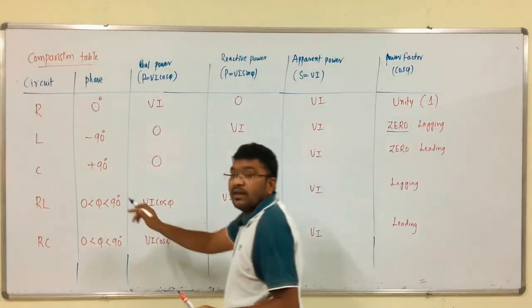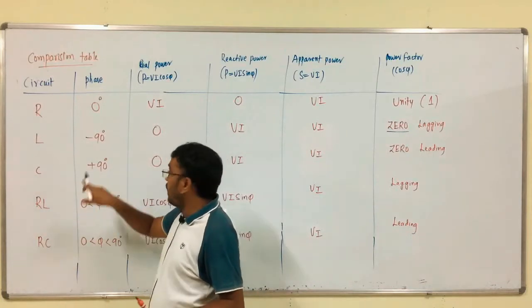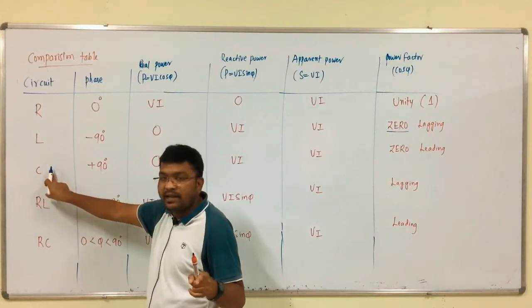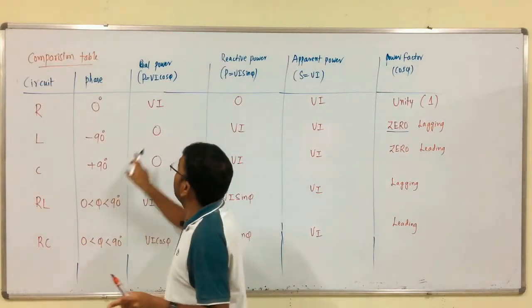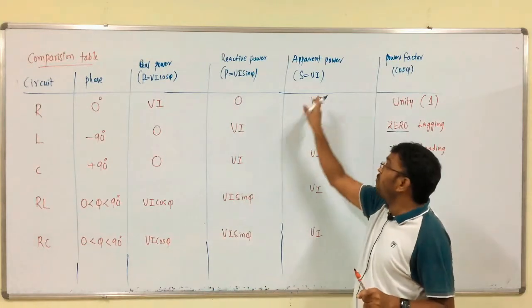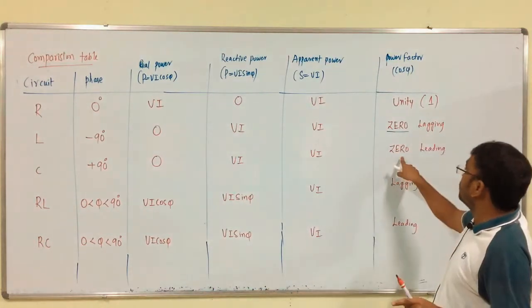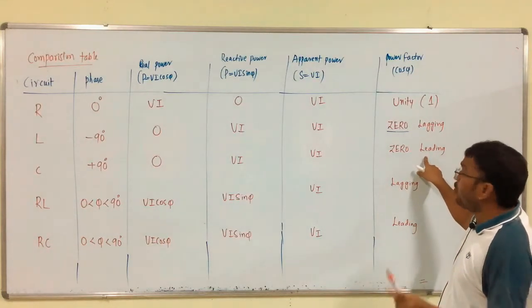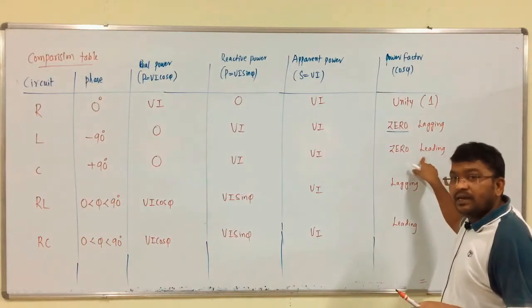Now, it is time for the pure capacitive circuit, where current leads voltage by exactly 90 degrees, that is plus phi, plus 90. V I cos phi is 0. V I sin phi is V I. The apparent power is V I. Then the power factor is 0 leading, since cos 90 is 0 and current leads voltage by 90 degrees.